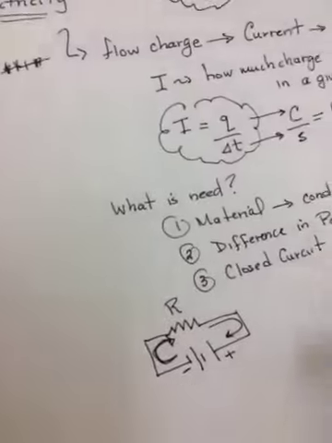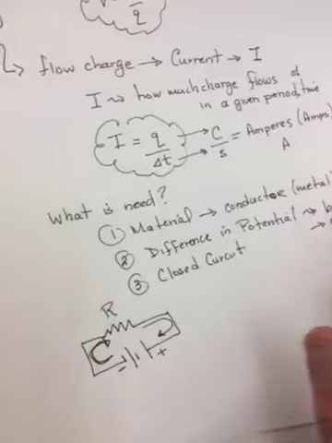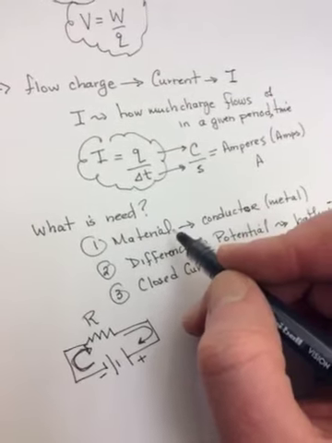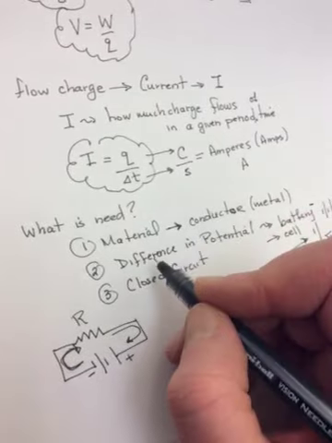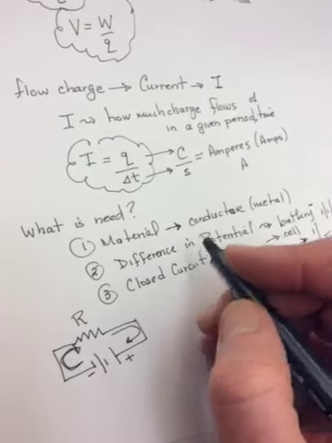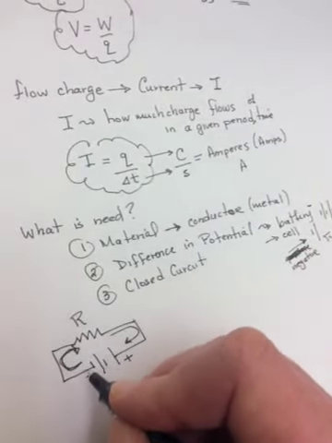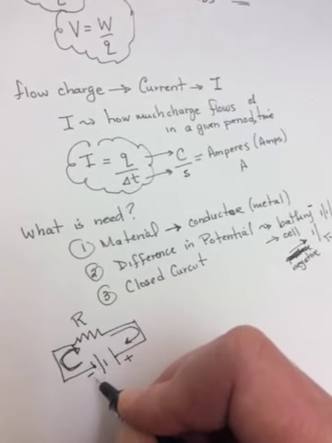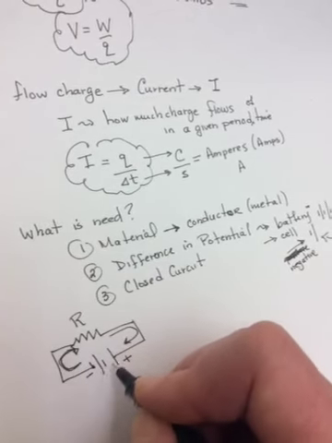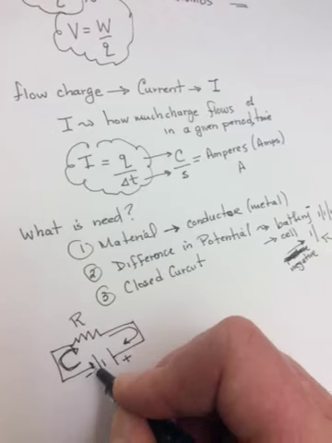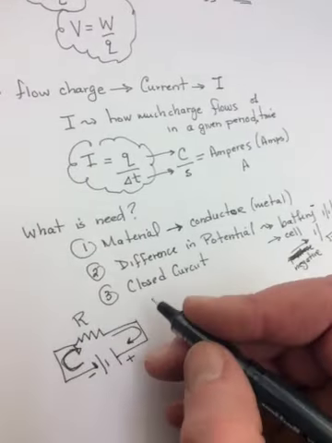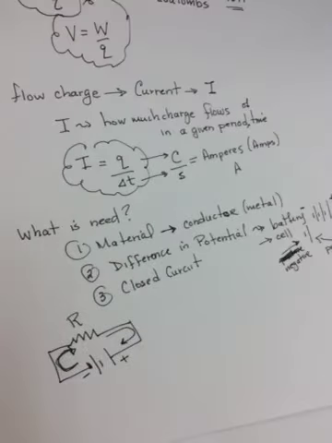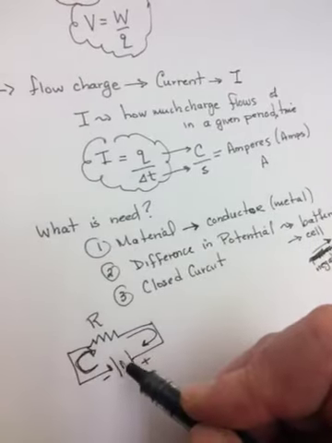Okay, so when we ran out of time, I was talking about what you need to make current flow. You need a material that it'll flow in, like a conductor. You need something that's creating a difference in potential in the circuit, which is what this battery's doing. The battery's making one side of the circuit have more potential than the other. And then you need a closed circuit so the current will be able to flow through it.